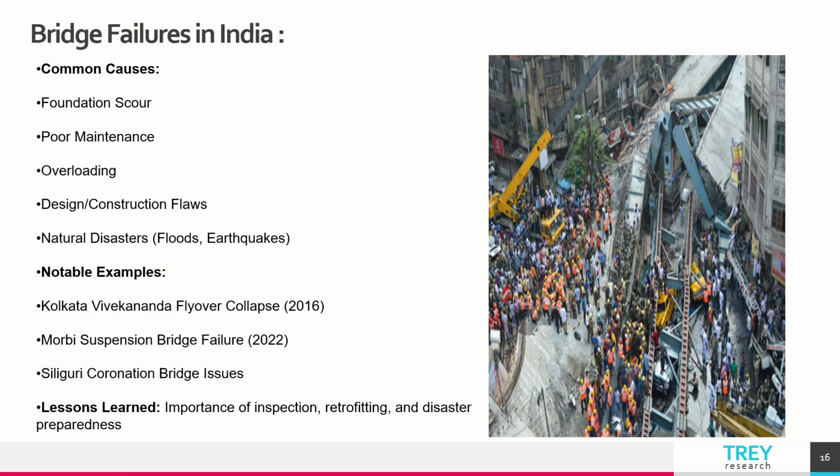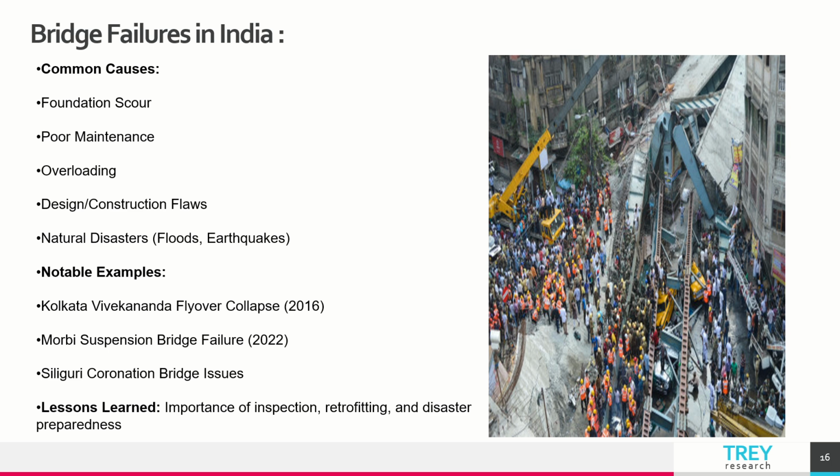Coming to bridge failures in India, there are various bridge failures in India. Common causes of bridge failures are foundation scour, poor maintenance, overloading, design or construction flaws, and natural disasters like floods and earthquakes. Some notable examples of bridge failures in India are the Kolkata Vivekananda flyover collapse in 2016. The image of the Kolkata flyover collapse is shown on the right side of our slide.